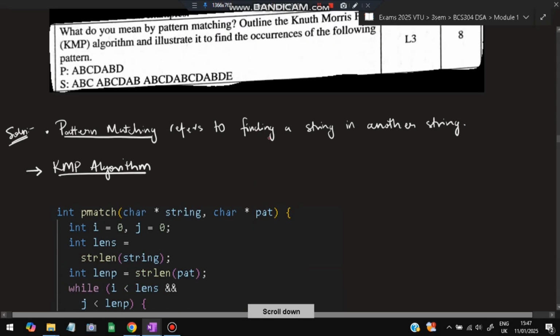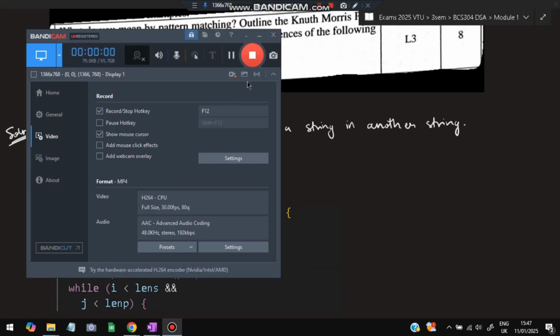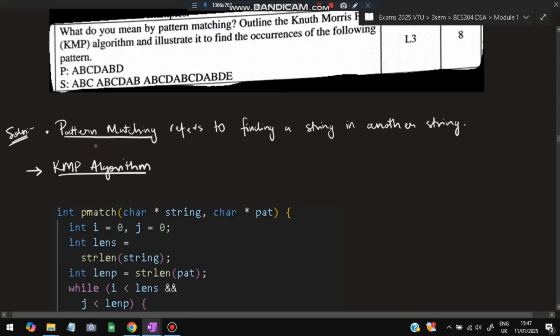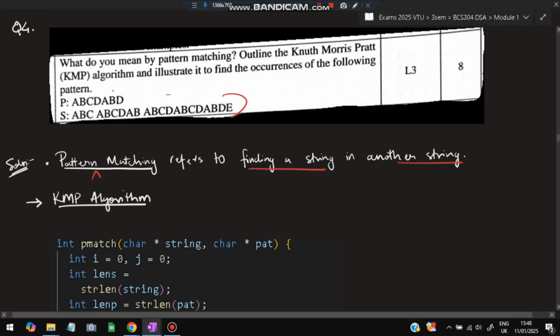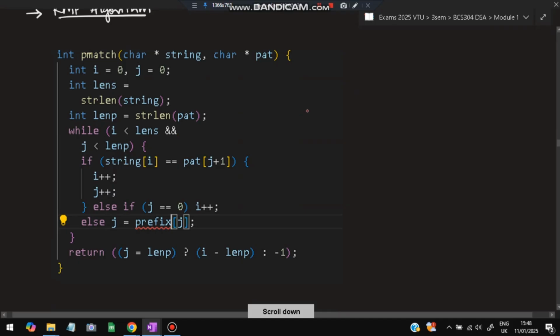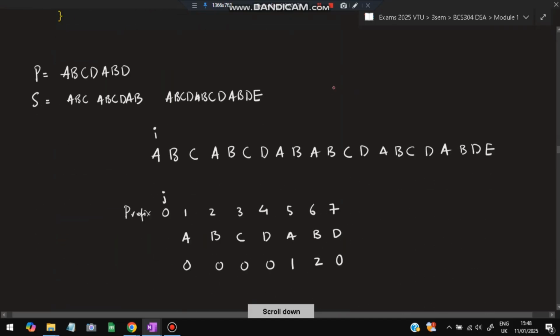So let's have a look at what pattern matching is. Basically, pattern matching, by the name itself, you can understand we are finding a pattern. It refers to finding a string in another string. So in this string, we are trying to find out the particular string here. That is called pattern matching. Now, the KMP algorithm will come later after I explain it with an example. Now let's take an example and understand this.